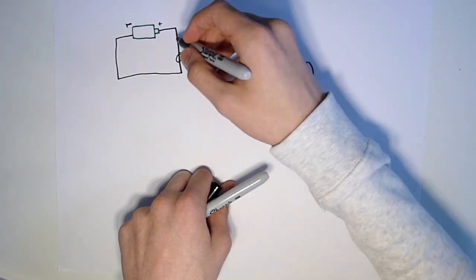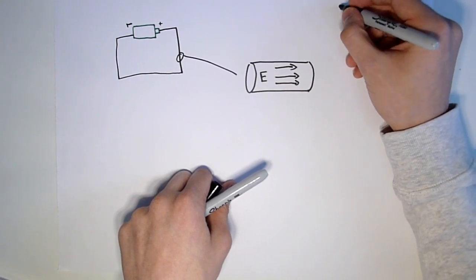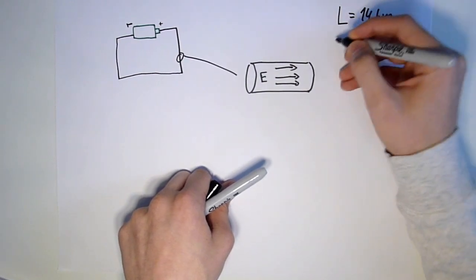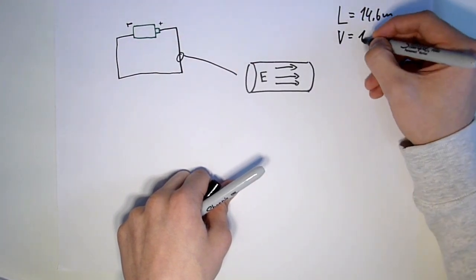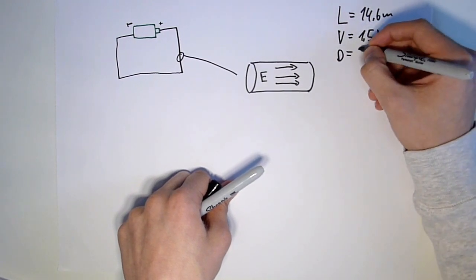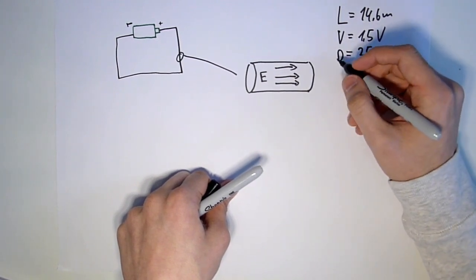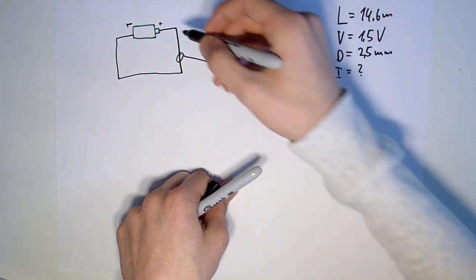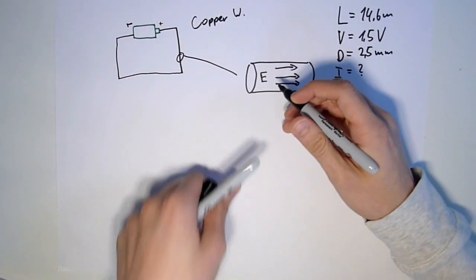They also ask us about the current flowing inside this wire, and they give us the length of this wire, which is 14.6 meters. We also know this is an AA battery, so the voltage is going to be 1.5 volts. We also know the diameter of this wire, which is 2.5 millimeters. And they ask us for the intensity, the current, which is unknown, and they also tell us this is a copper wire.